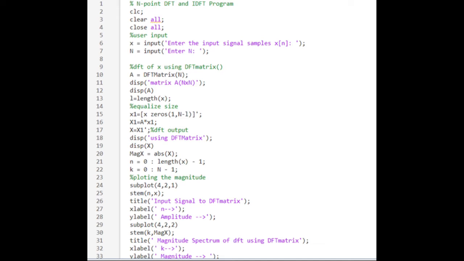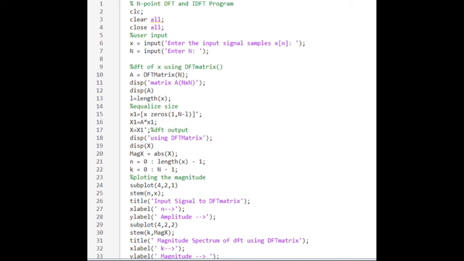From line 1 to 4 is to clear the coding and reset the command. Next, the user will need to input the value of x and the value of N, which is the sample size. Then, line 10 explains how to obtain the DFT using the matrix of x. A was defined as the DFT matrix, meanwhile L was defined for length. Later, we equalize the size by simply multiplying A and x. The uppercase X will be defined as the result output.